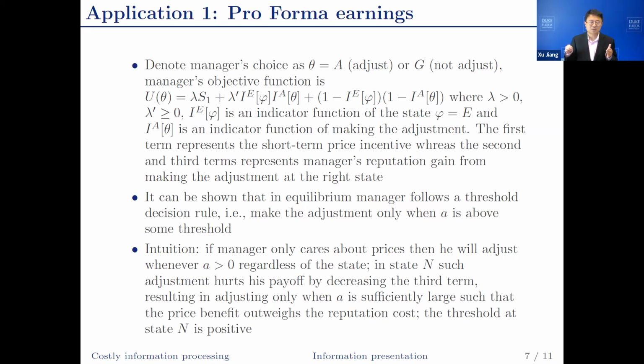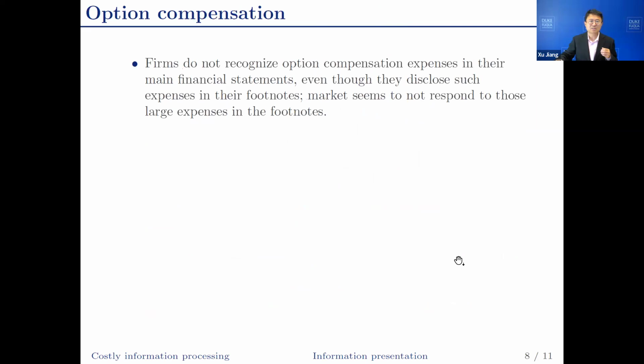In state N, however, this adjustment is not the right adjustment, so it's going to hurt the manager's payoff by increasing the third term. Therefore, the manager is going to adjust whenever A is sufficiently large such that the price benefits are going to outweigh the reputation cost. The threshold at state N is positive, which means that pro forma earnings is higher than GAAP earnings. They also have some other empirical implications, which they argue are consistent with the empirical findings.